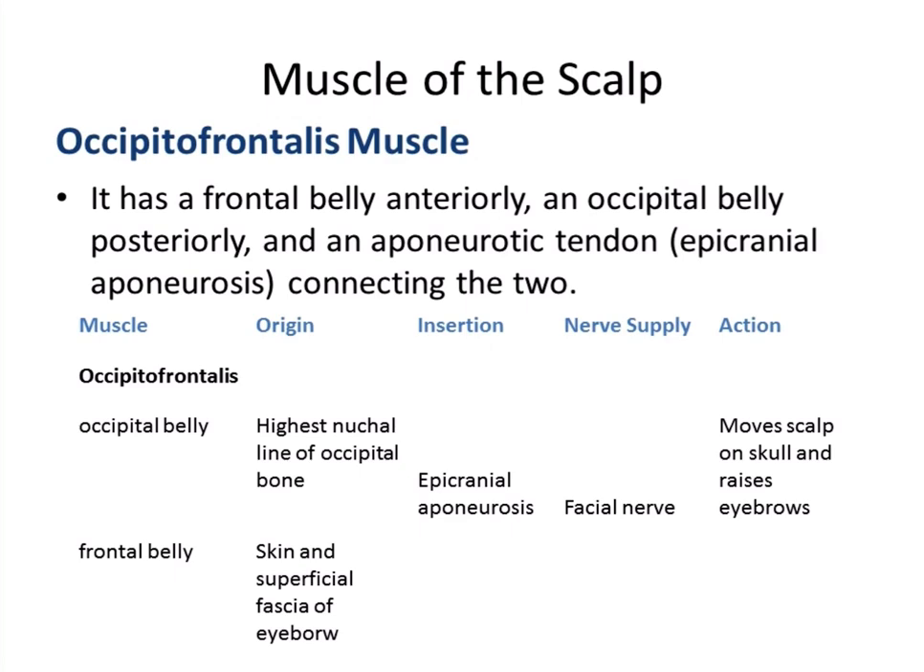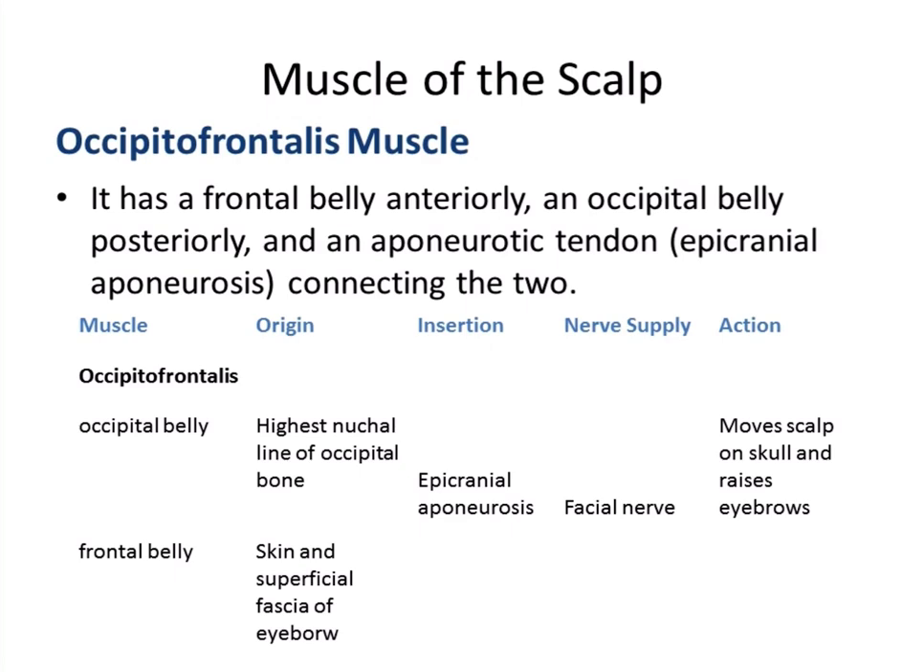Nerve supply of the occipitofrontalis is the facial nerve. The facial nerve is the 7th cranial nerve. We have 12 cranial nerves. The facial nerve is the 7th cranial nerve, since the occipitofrontalis is one of the muscles of facial expression, and all the muscles of facial expression are supplied by the facial nerve. So the nerve supply of the occipitofrontalis muscle is the facial nerve, the 7th cranial nerve.